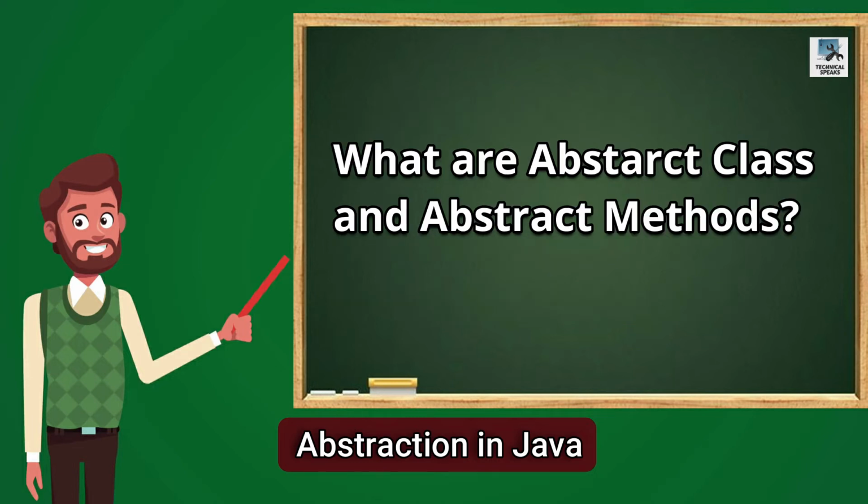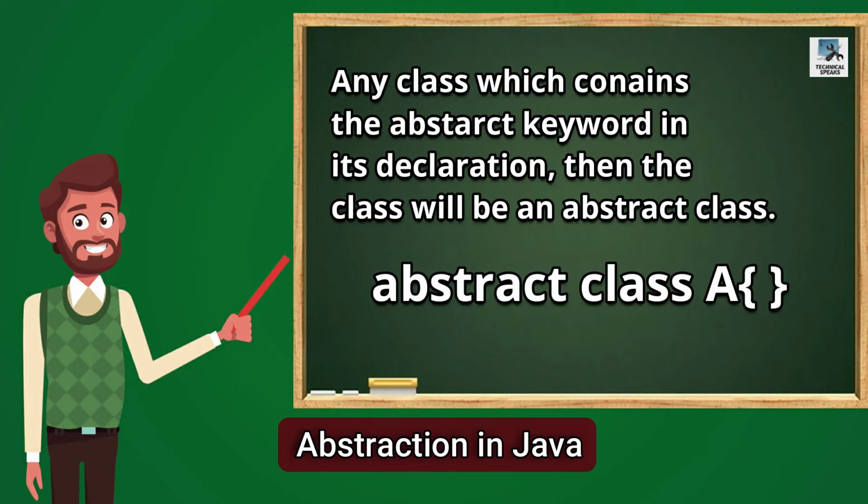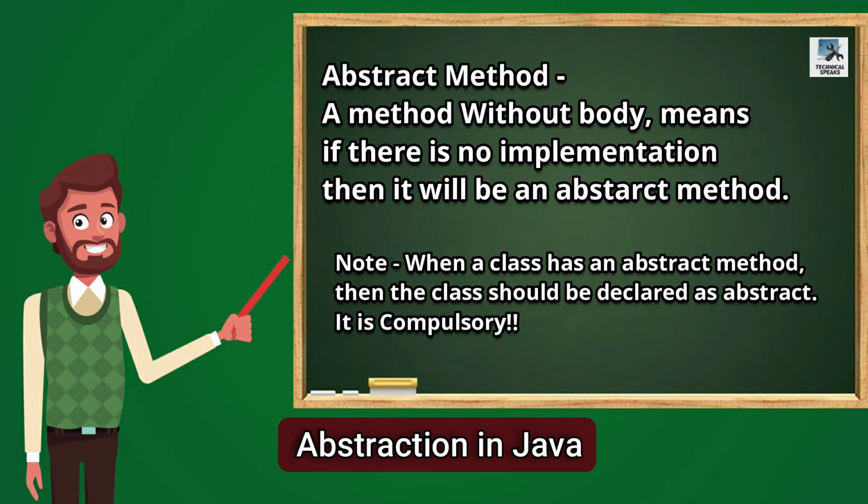So what are abstract class and abstract methods? Any class which contains the abstract keyword in its declaration will be an abstract class, like this one. Here you can see we have declared the keyword abstract before creating the class A, which is abstract class A. Now we have abstract method.